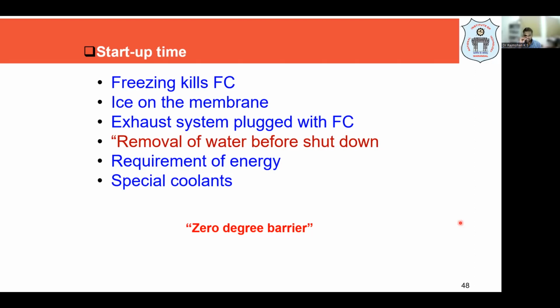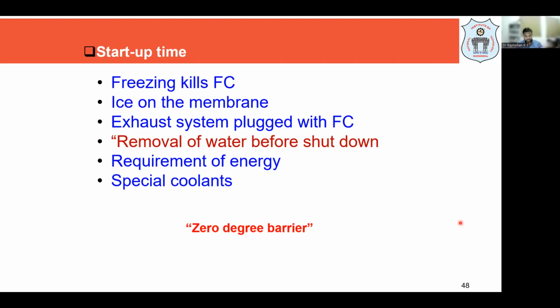So that way, and all this exhaust system is also plugged with the fuel cells, and we have to do removal of water even before the shutdown to avoid it. Okay, so if you want to avoid ice formation on these membranes or in the fuel cell, any water in the system needs to be removed before we switch off the vehicle. And we need more energy, and special coolants are required to avoid this type of freezing.